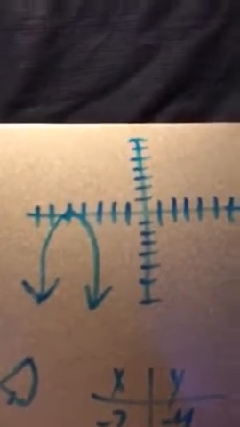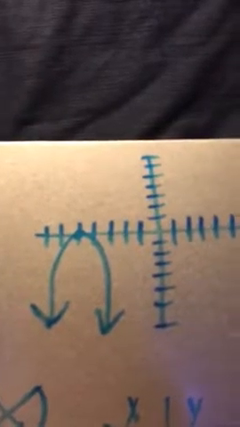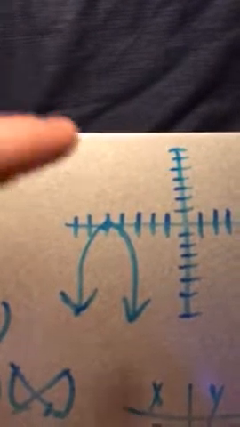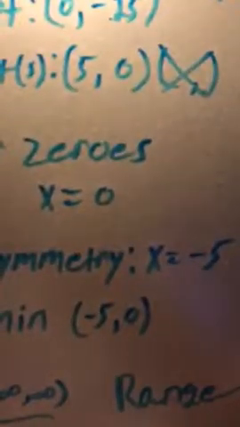The axis of symmetry is where it cuts the parabola in half and makes it symmetrical on each side, and that's going to be -5 because it's the middle point. And it's going to be a maximum because it goes from top to bottom. So the highest point is up here, and the rest just continues down, so it's going to be a maximum. It's (-5, 0). The domain, always -∞ to ∞ for these type of problems.